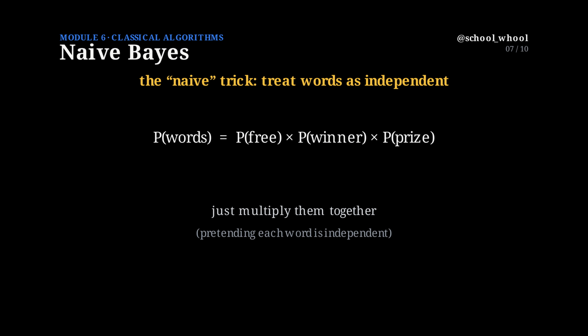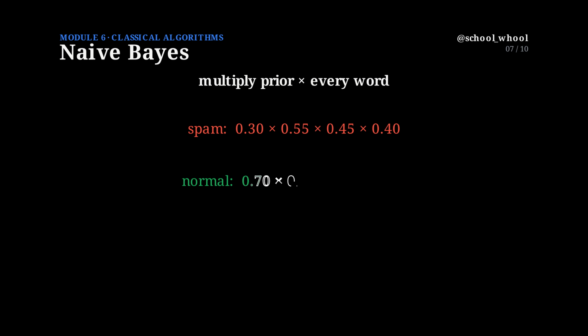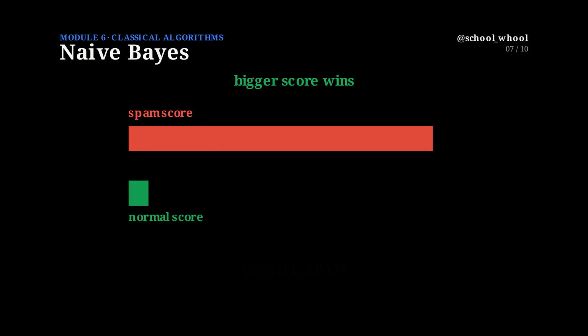So for each class, we multiply the prior by every word's probability. For spam, all those spammy words are common, so the numbers stay high. For normal mail, those same words are rare, so the score collapses toward 0. Finally, we compare the two scores. Whichever is larger wins. Here, the spam score towers over the normal mail score. So naive Bayes confidently files this email as spam.